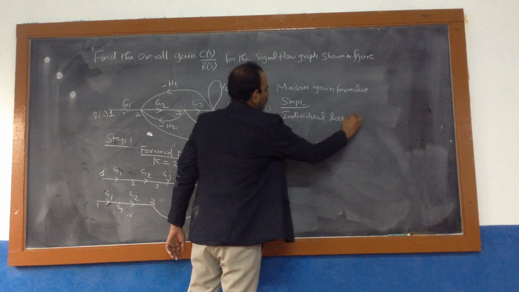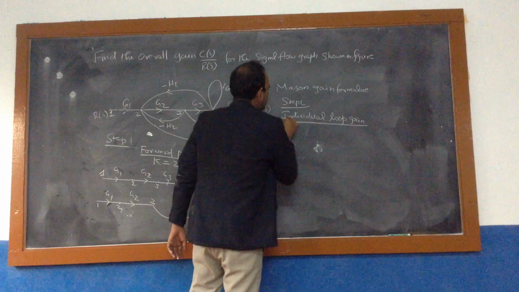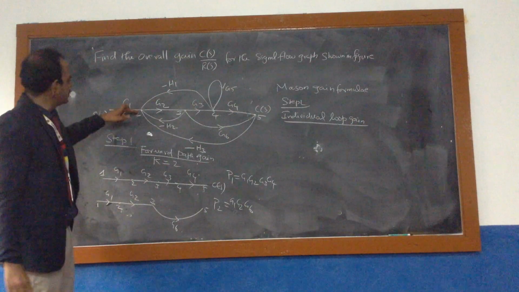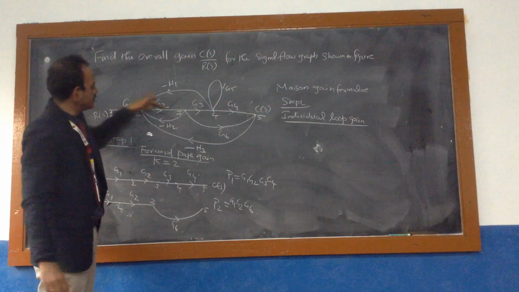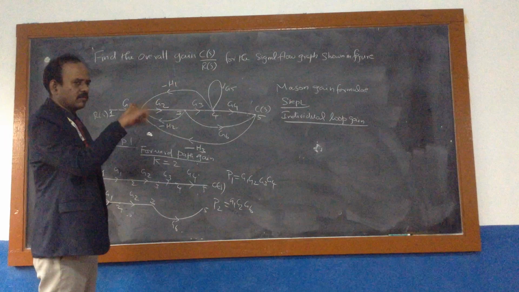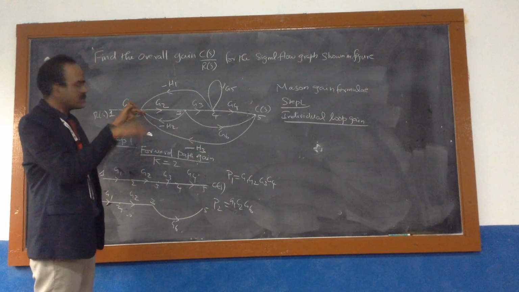Individual loop gains. Okay, so what are the loop gains? See here how many closed paths. You can see here G2 minus H2, this is a closed path. The arm should be closed, it should be a closed path.